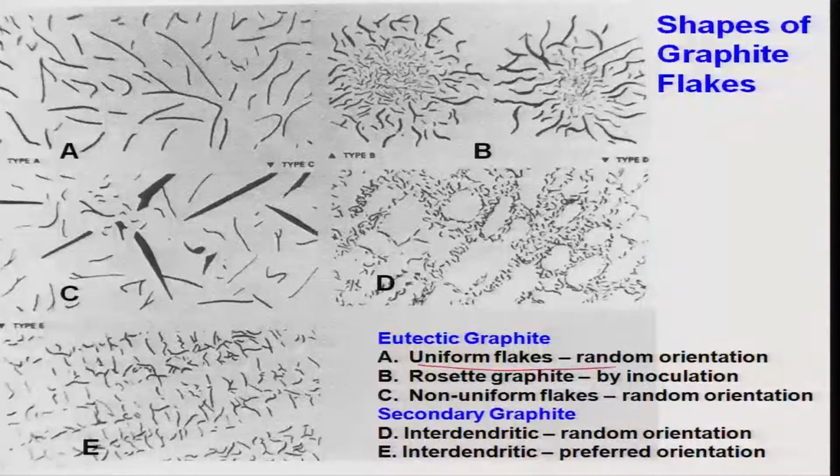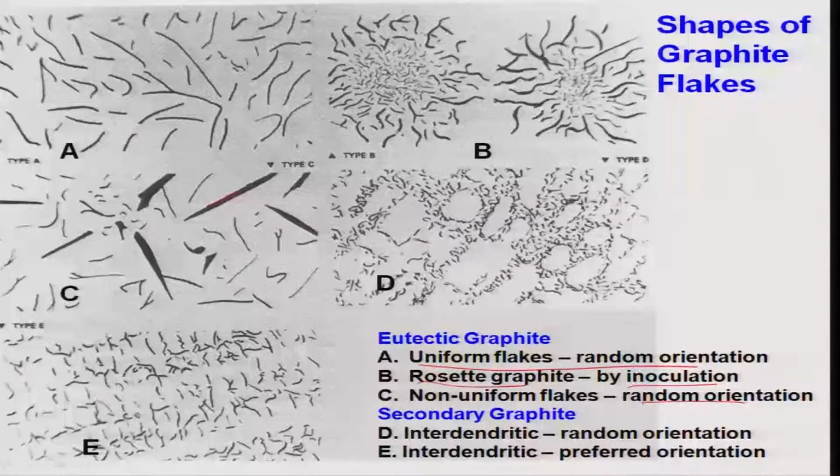A is uniform flakes, random orientation, that is what I showed first. B is rosette, they form by inoculation, which we will discuss later. C is non-uniform flakes, random orientation. They are not uniform. Uniform means thicknesses are somewhat bigger. And you can also have secondary graphite formation, it can be interdendritic or preferentially oriented, so random orientation possible. See, D is interdendritic graphite.